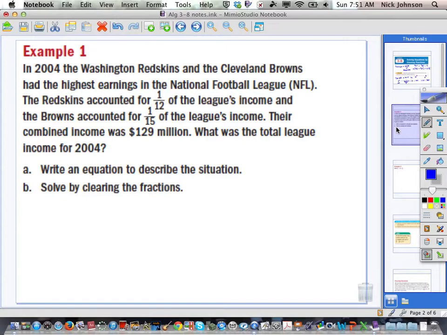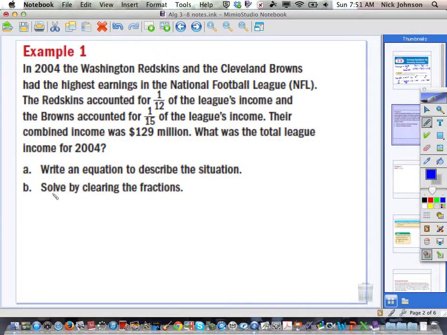Example 1 says, in 2004, the Washington Redskins and the Cleveland Browns had the highest earnings in the National Football League. The Redskins accounted for 1/12 of the league's income, and the Browns accounted for 1/15 of the league's income. Their combined income was $129 million. What was the total league income for 2004? Well, A says write an equation to describe the situation.